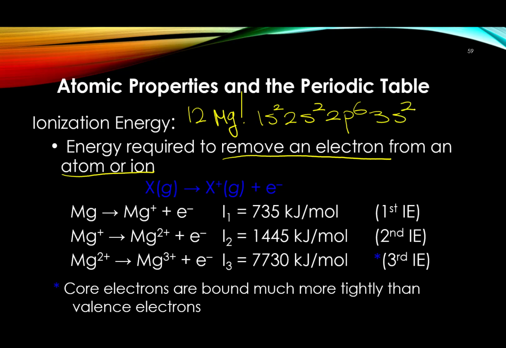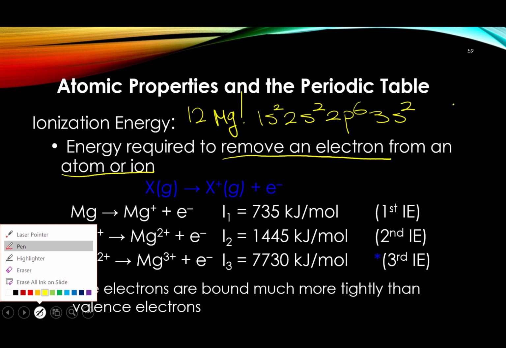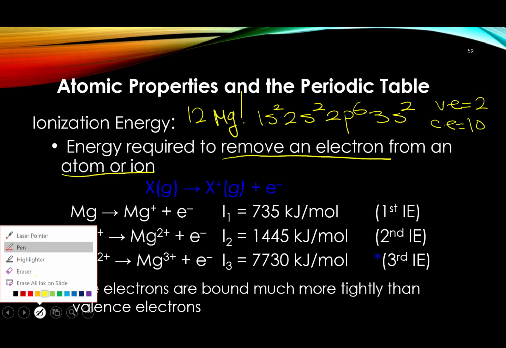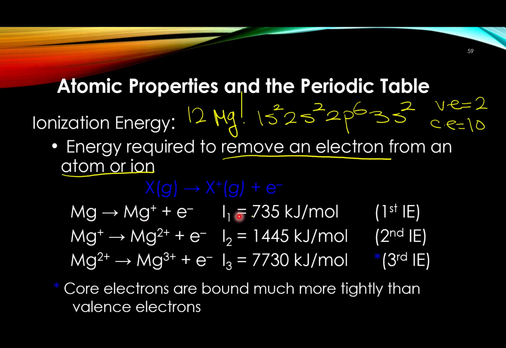Let me also write down the valence electrons. Valence electrons, it has 2. Core electrons, it's 10, because 12 minus 2 is 10. Now, when I remove the first electron, we always start from the valence shell. I am removing it from the valence shell. That's why we don't need a lot of energy. You see, the first ionization energy is low.